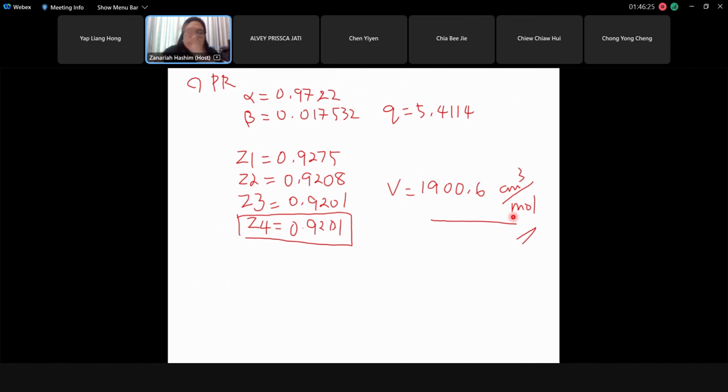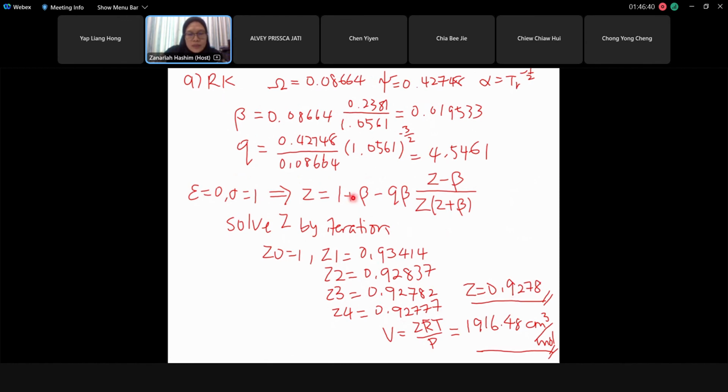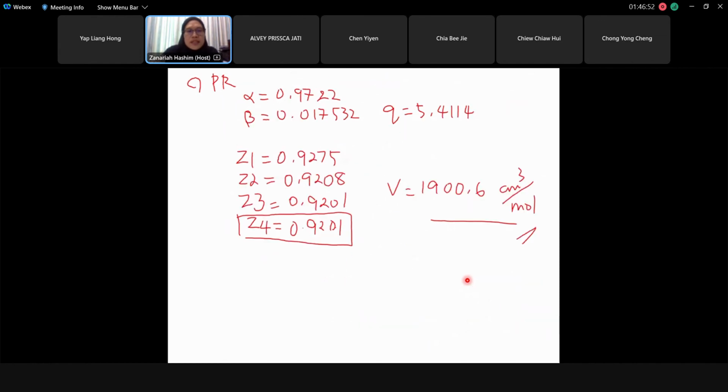So now you can compare the values of V from the different types of cubic equation of state. So tadi, PR ni you get 1900.6. The SRK you get 1918. And then the RK you get 1916. Okay. So normally the values for RK and SRK, they are very close, very similar. And then the PR, normally it will give you the lowest ataupun the smallest value of V.